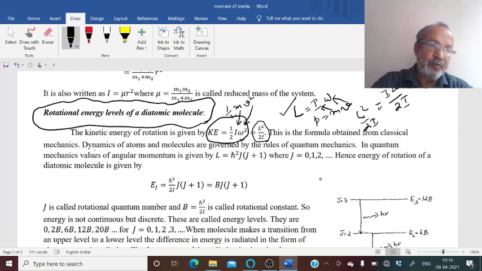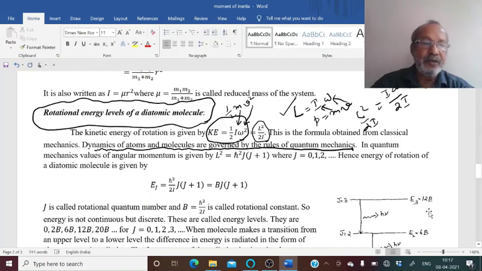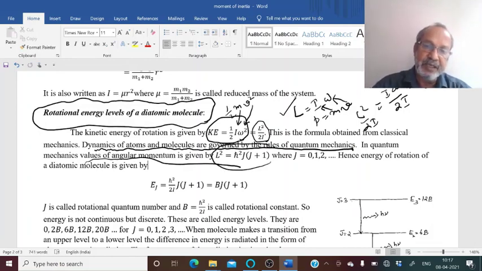We know that microparticles like atoms and molecules, they are obeying only quantum mechanics, not classical mechanics. According to quantum mechanics, the value of square of angular momentum L square is given by this expression. L square is equal to h cross square j into j plus 1, where j can take only integer values. The molecule cannot have any angular momentum, but only certain specified angular momentum, which is given by values of j, which are 0, 1, 2, 3, etc.